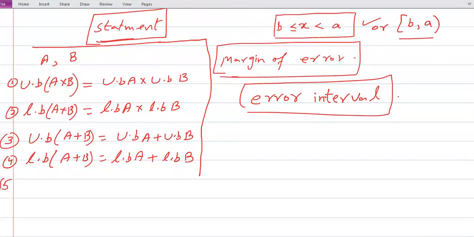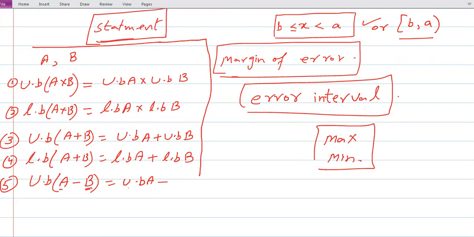Now this rule, carefully: upper bound of A minus B. Then you need the upper bound of the first number minus the lower bound of the second number, because for subtraction, upper bound means the maximum value. Sometimes the word maximum or minimum is used. So upper bound gives you the maximum and the lower bound gives you the minimum. So for A minus B, if this value is maximum and this is minimum, then you will get the difference as a maximum. So upper bound of A minus lower bound of B.